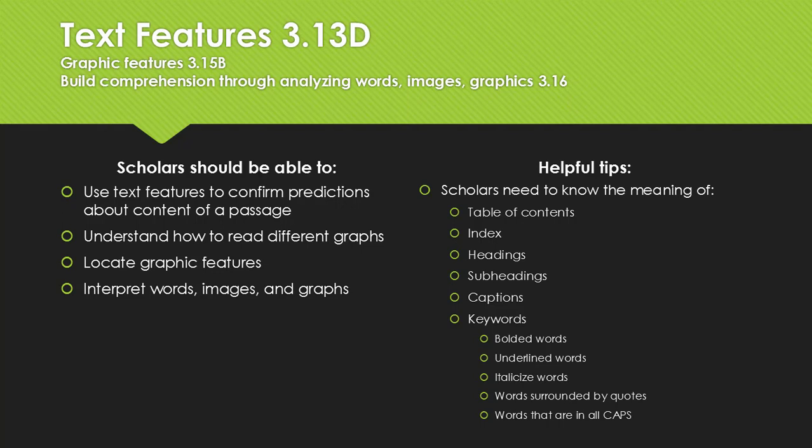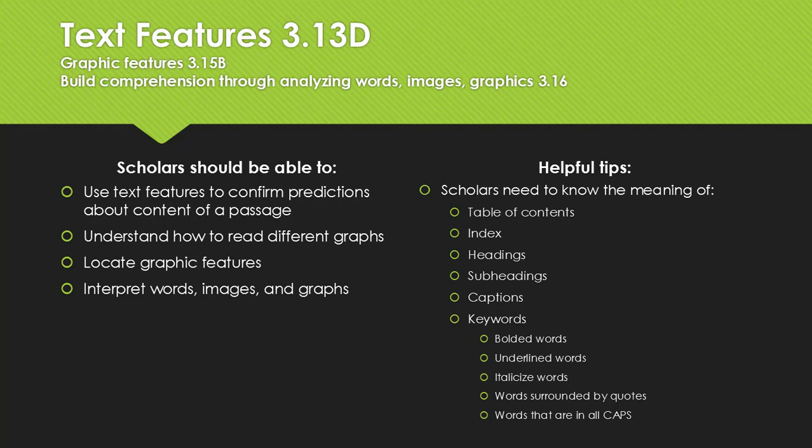I've seen a lot of scholars understand, for the most part, what a text feature or a graphic feature was trying to tell them, but because they couldn't read the graph, they couldn't answer the question correctly. So we need to be sure that we are exposing them to different types of graphs. They need to be able to locate the graphic features and interpret the words and images in the graphs and just how that connects to the content of the story or the text that they're reading.